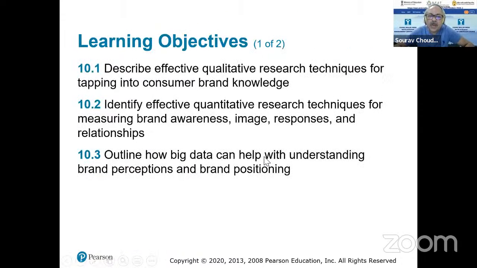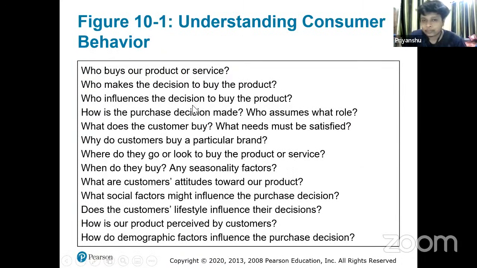Now, when we talk about that, we have to answer a hell of a lot of laundry list of questions. Who buys our product? Who makes the decision to buy the product? Who influences? You remember, we had told you there are different entities of buying: customer, consumer, shopper, influencer, purchaser, decision maker, etc. So all those questions: why do customers buy a particular brand? Where do they go and look to buy the brand? When do they buy? Seasonality? What are the customers' attitudes, etc.? Ask a thousand questions, then you come to understand the consumer's behavior.